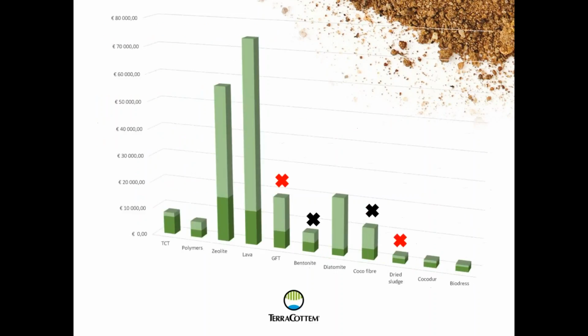Cost-benefit analysis. On the left you can see the application price of adding TerraCottem turf. If you compare it, for example, with zeolite and lava, application price is much higher. And remember, TerraCottem turf had a better effect on plant growth. So for us, from a sales point of view, this is very important. The red and the black crosses you can remove here from the equation because those had a negative effect on plant development.